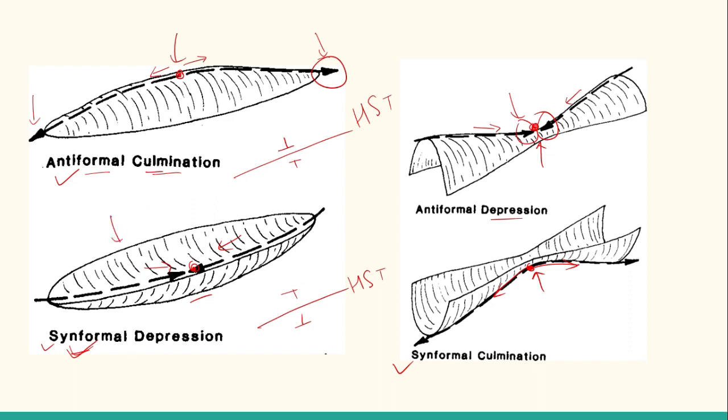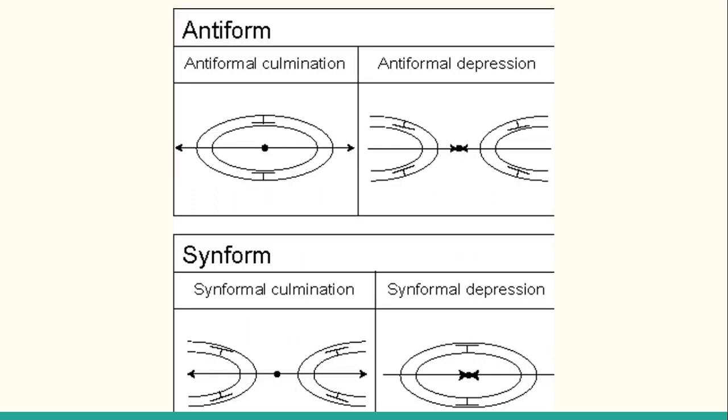Also, as I have mentioned, these doubly plunging folds can be very fruitful for the accumulation of hydrocarbons, or oil and gas. You can see here that these types of basins will act as a very good reservoir. Now how do we identify these four types of doubly plunging folds in a map? As I have told you, the first and foremost important thing is to identify the antiform or synform.